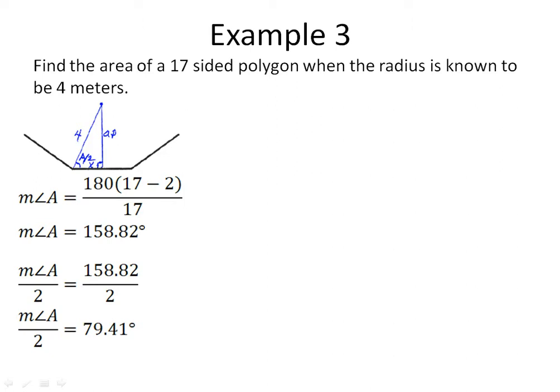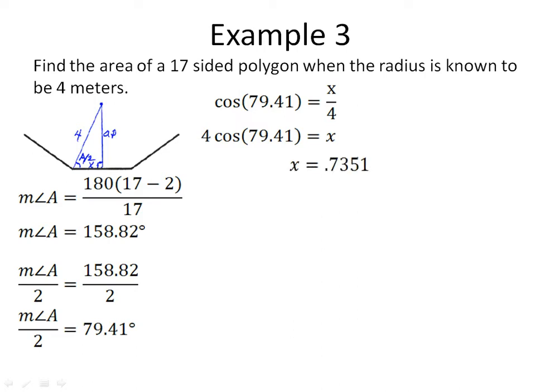Okay, now we're ready to find the apothem and the length of the half of a side. So the first thing we're going to do is the cosine of 79.41 will give us the half side, so that's equal to x over 4. So 4 cosine 79.41, when we cross multiply, gives us x. So that gives us that x is equal to 0.7351. Okay, we need to know the length of the side so that we can find out what the perimeter is. So the side length is going to equal 2 x's, which is 2 times 0.7351, which is approximately 1.47.